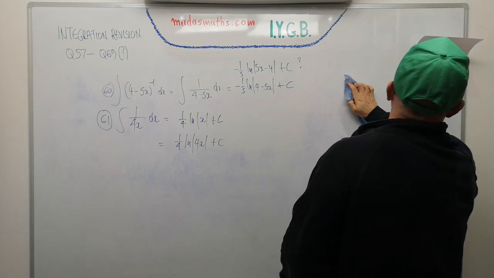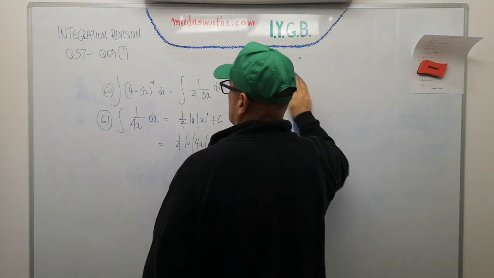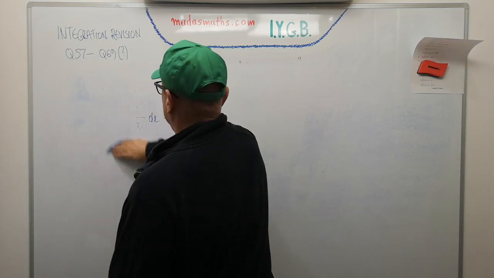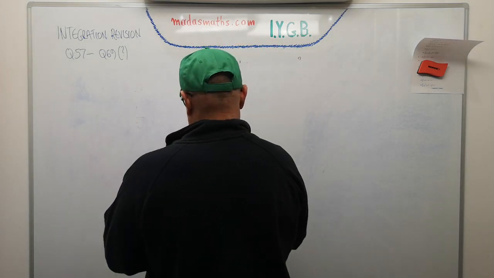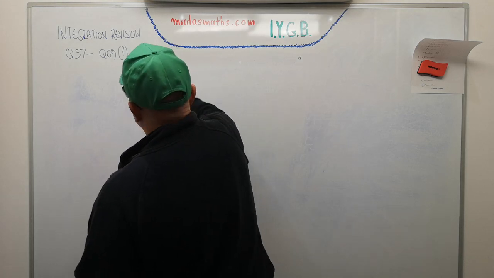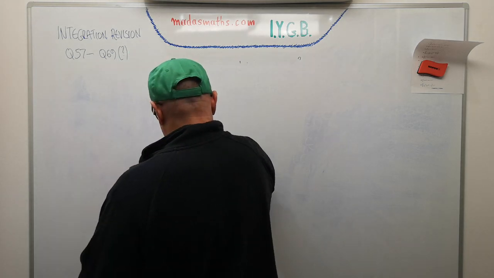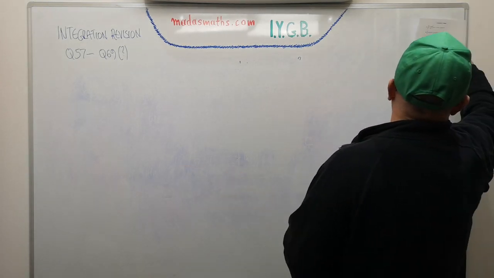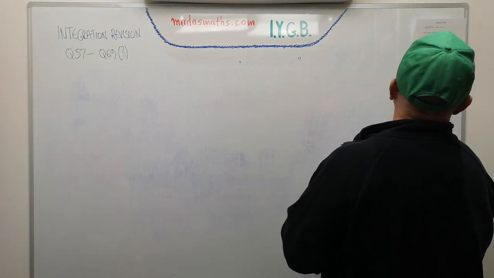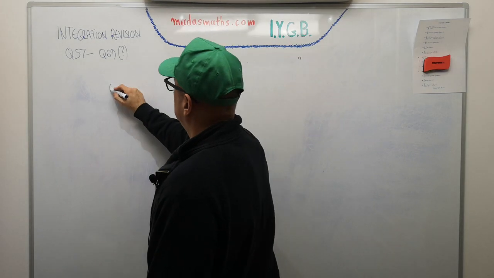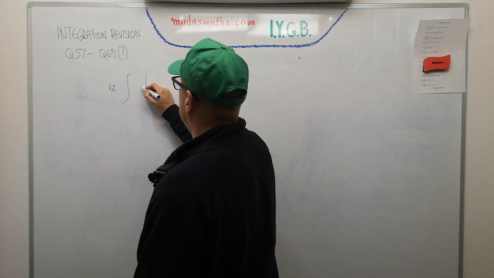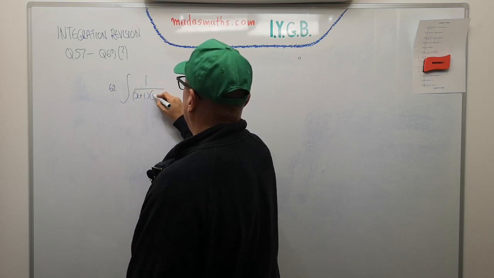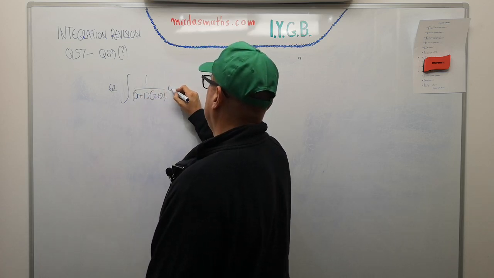Next question is also straightforward, number 62. But it does involve a little bit of working. So, the board is getting worse and worse. Very, very smudgy. I can see my writing from the previous question. Okay, it's 62. Integral of 1 over x plus 1 times x plus 2 dx.